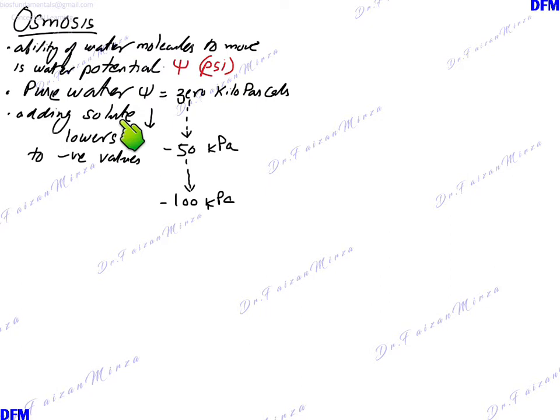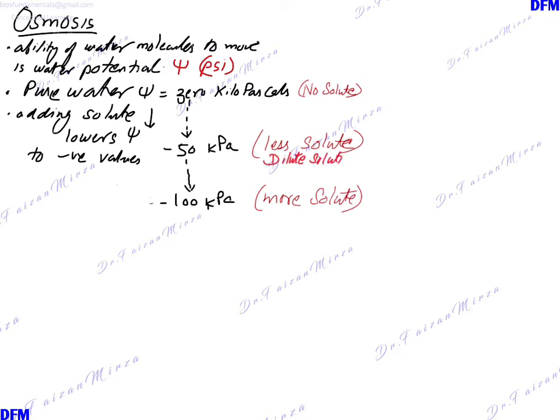If you add solute to water, its water potential starts to get lowered. It would get lowered to minus 50, for example, by adding some solute. You add even more solute, it becomes minus 100 kilopascals, and keeps becoming more and more negative. With no solute added, it would be 0 kilopascals; with less solute added, it would be negative, and with more solute added, it would be even more negative. So dilute solution and concentrated solution, I guess you can very well picture which one will be more negative.